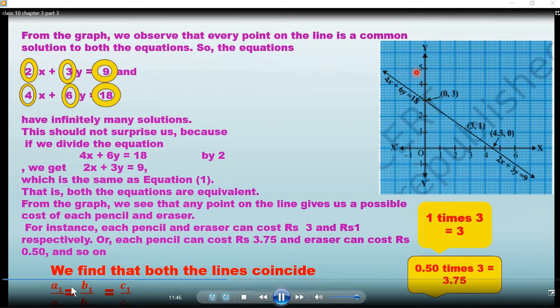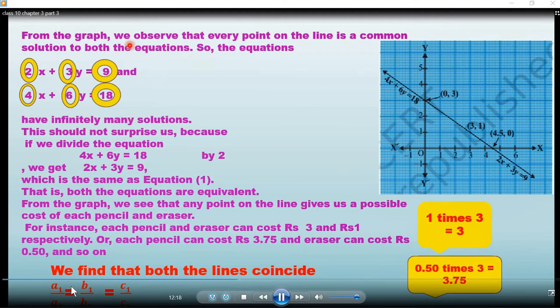What do you observe in this graph? Here you can see a single line and there are two equations. Now in the previous graph you saw there were two equations and two lines, but here there are two equations and only one line. It means both the lines have coincided with each other. Now how did this happen? To understand this, you have to understand that both the equations are equivalent.